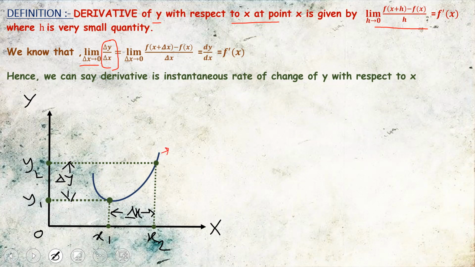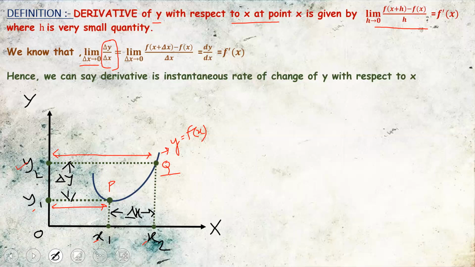Now if this graph of y is equal to f of x, and 2 points I am taking on the graph, that is P and Q. So distance of P from the y-axis is x1 and from x-axis is y1, and distance of Q from the y-axis is x2 and from the x-axis is y2. Now if I am moving Q to P, that is I am taking this Q towards P, or I can say I am moving x2 to x1.